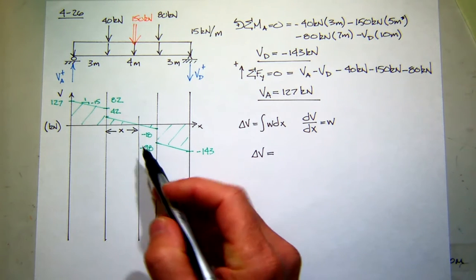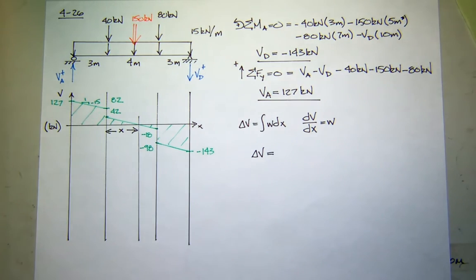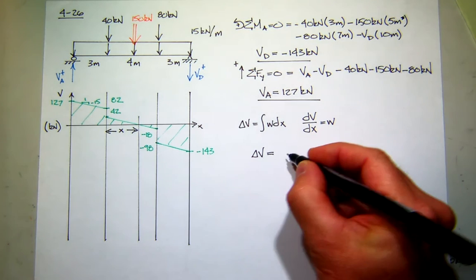Not that hard. You start at 42, you go to 0. What's the change in shear? How do you go from 42 to 0? What do you have to do? You have to subtract 42.